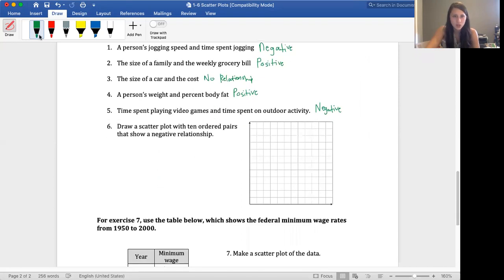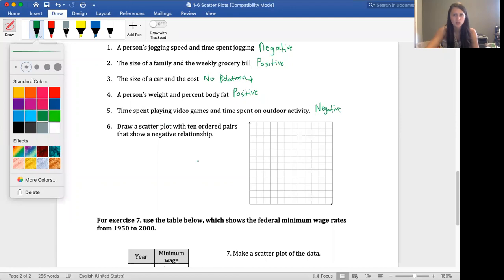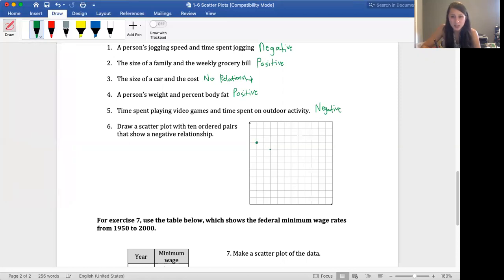Okay, number 6 says, draw a scatter plot with 10 ordered pairs that show a negative relationship. So honestly, this is not asking you to do anything too crazy. You're just creating a scatter plot that shows a negative relationship. Yours can look different than mine, but you need to have 10 points on here. So I have 4 so far. And you just have to show that there's a general relationship of going down. So 1, 2, 3, 4, 5, 6, 7, 8, 9, 10. Okay, so look at my plot. It just shows a general relationship of my plot going down.